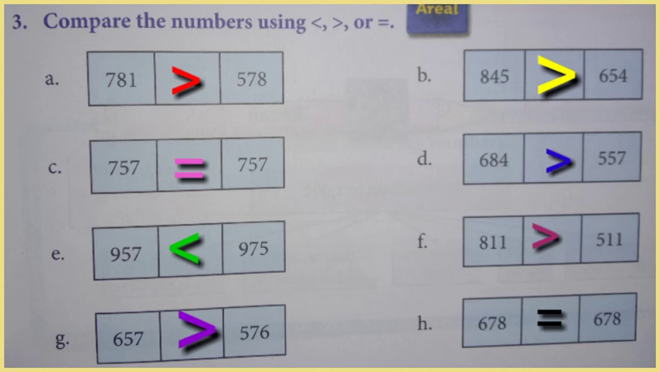Bit H, 678 and 678. Now compare the digits in hundreds place, 6 and 6. Here 6 equals 6. Now put the equal to symbol in between 678 and 678.